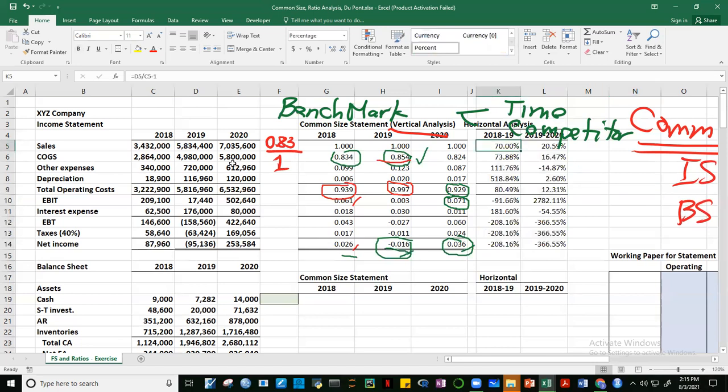Okay, ano ibig sabihin nito? Yung sales ng 2018, between 2018 and 2019, it increased by 70%. In fact, mas mababa nga nung 2019, 2020.